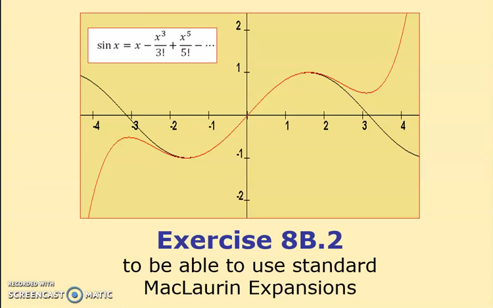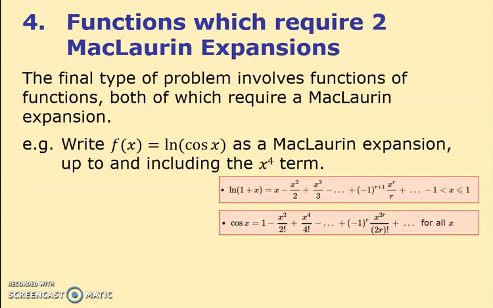Hi there, this is exercise 8B.2. I'm going to basically carry on straight from where I left off earlier on. I think I said there were two examples, and I've just looked and there are two more examples to go. So here's the first one, functions which require two Maclaurin expansions. On the face of it, that sounds like ones we've already done, but this is where it involves functions of functions.